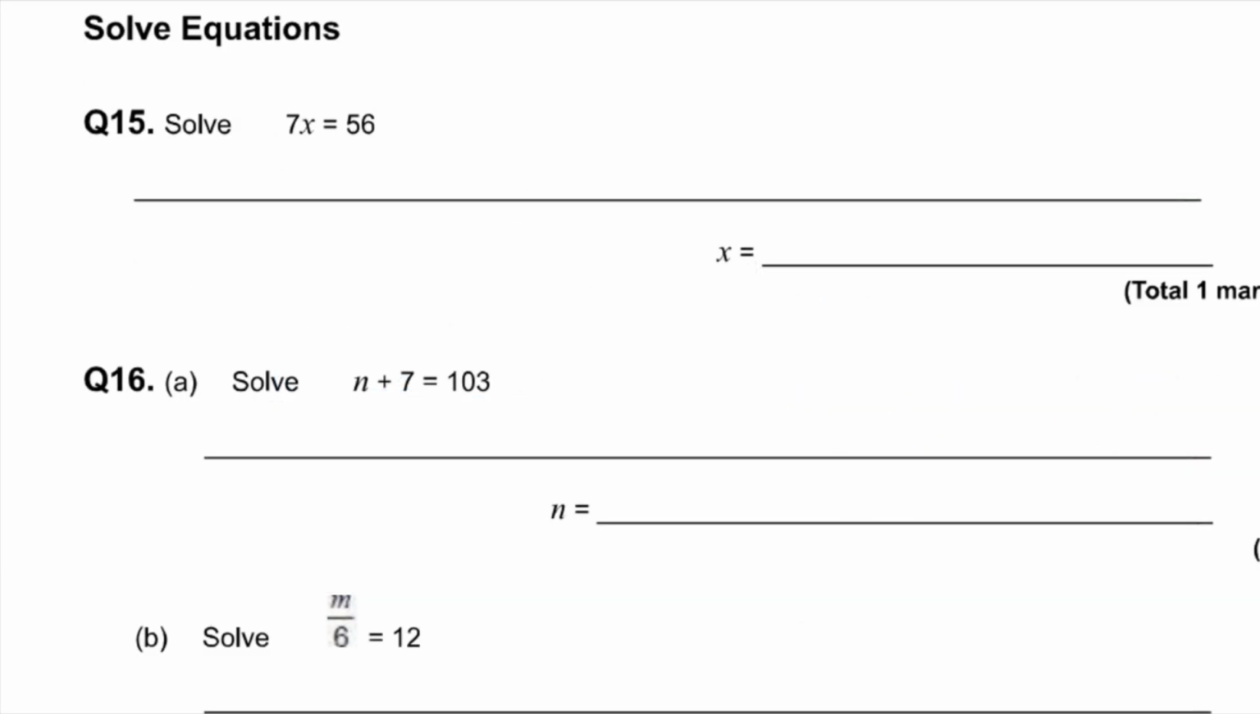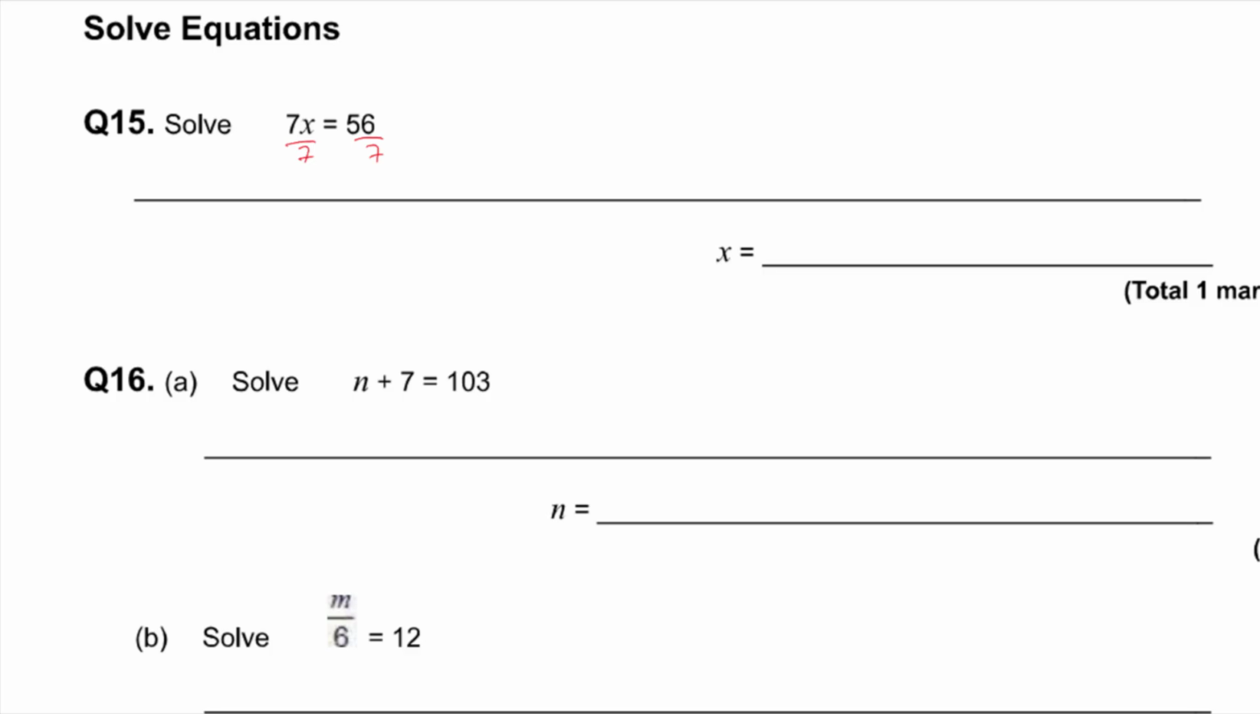Question 15, solve 7x is equal to 56. So when we're solving an equation, we're trying to get x by itself, and we're going to do that by using inverse operations, kind of unwinding the expression to get back to x. So at the moment, I've got 7 times x is equal to something. If I want to get x back again, I have to do the opposite of times-ing x by 7, and the opposite of multiplying is dividing. So I'm going to divide both sides by 7 here, and as long as I do the same thing to both sides, the equation stays balanced.